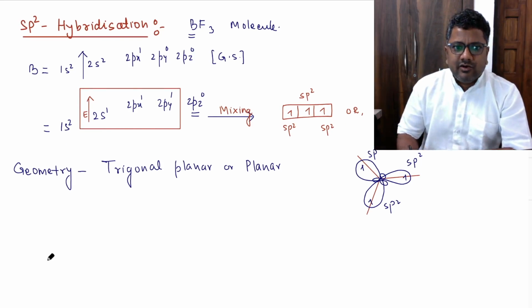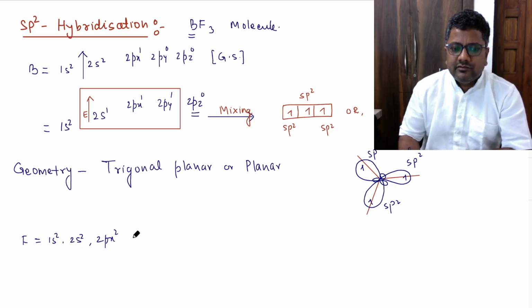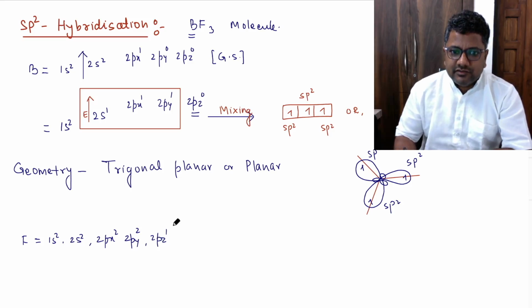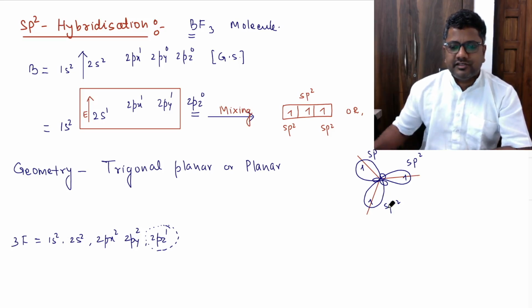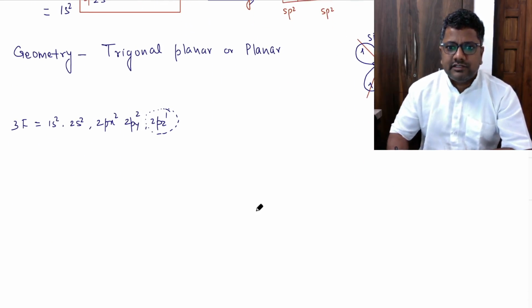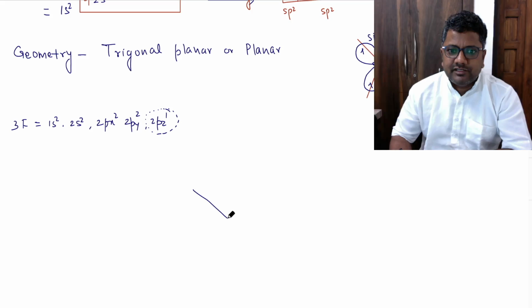Now, what about F? What is the configuration of F? 1s2, 2s2, 2px2, 2py2 and 2pz1. So this 2pz1 will overlap with the three fluorine atoms we have, with all three, and forms sigma bonds. So how can this be represented? It can be represented like this.